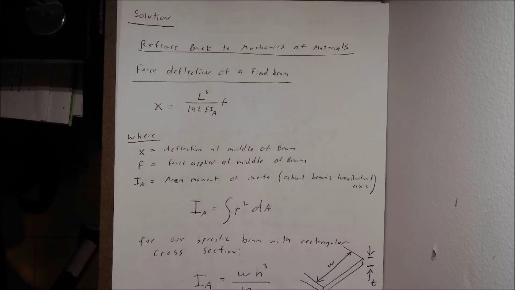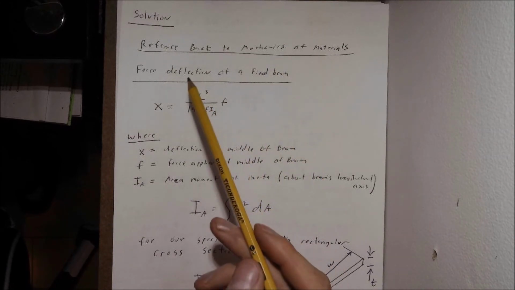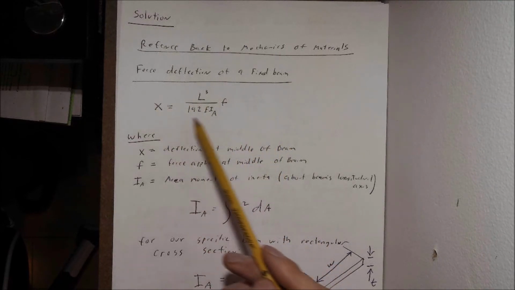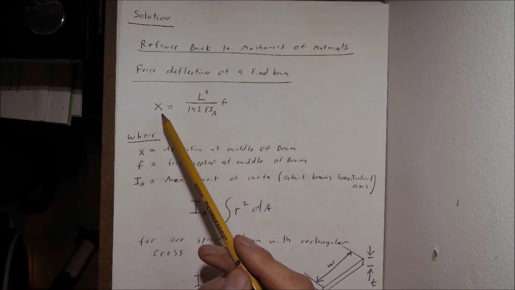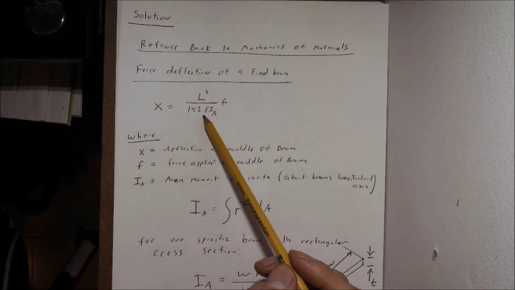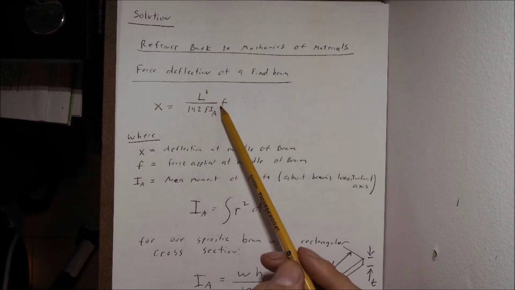They're expecting that we've learned it from previous courses, such as mechanics of materials in this case, dynamics, statics, and bring those back in, knowing where to reference to get those key equations. Specifically here, we need to reference back to our mechanics of materials course and look at the force deflection of a fixed beam. For that, we can find this relationship: X is equal to L cubed over 192 times E, the modulus of elasticity, times I sub A, where I sub A is our area moment of inertia, times F, our applied force.